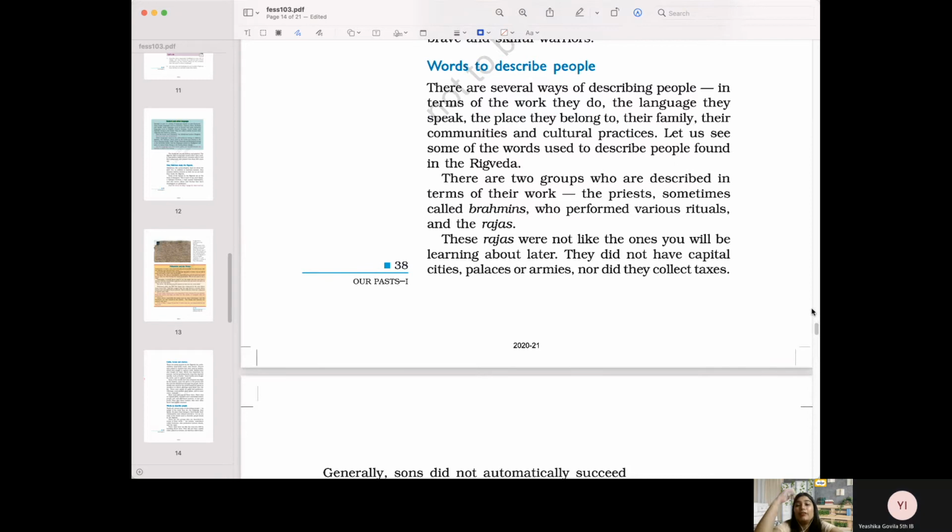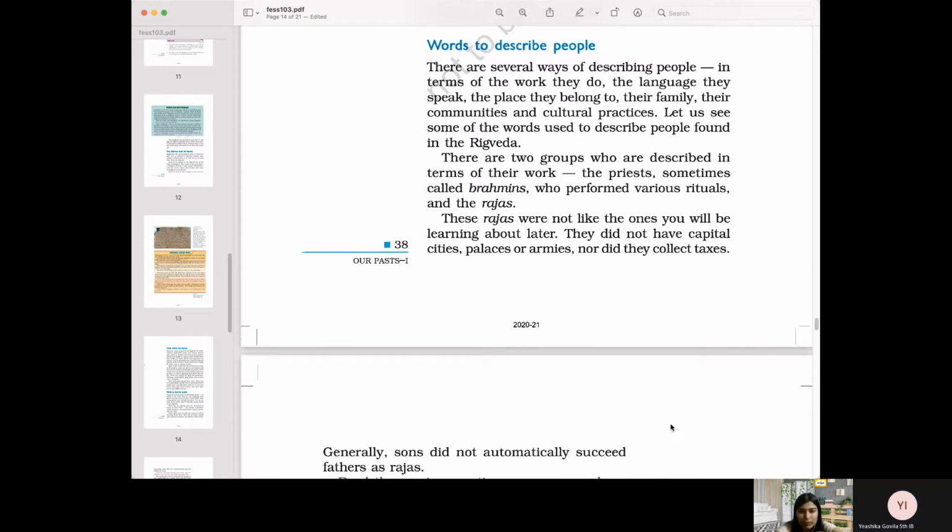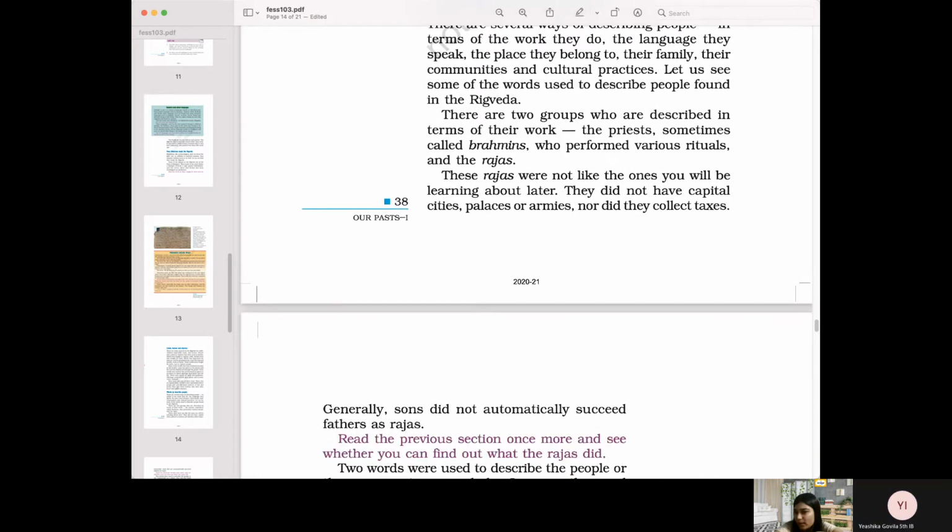Again we saw how a raja was. So in the Rigveda, a raja was described. He was not someone who was like a king. He was someone who was chosen by the people, right? And it was not compulsory that his son would be the next king. He didn't collect taxes from the people. He just took care of them. He just managed and controlled the people. He did not have a capital, no city, no palace, no army, nothing, right?